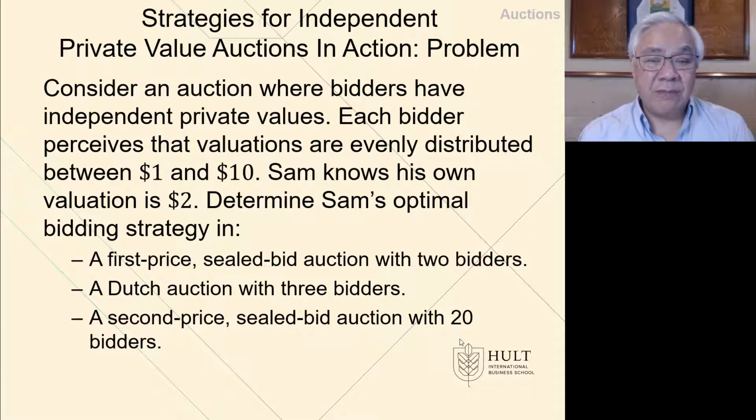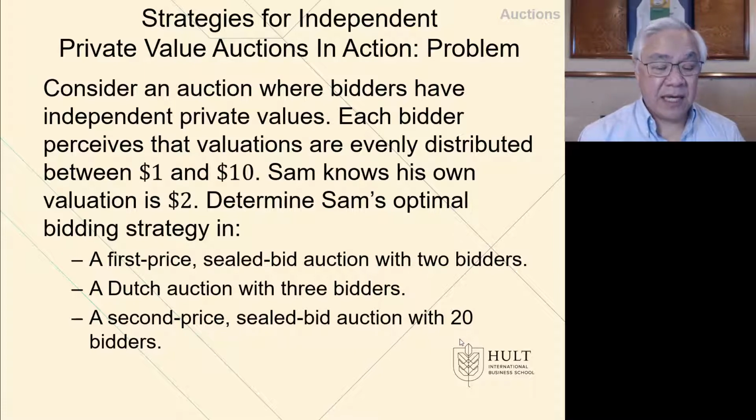Let's try this out with a problem. Consider an auction where bidders have independent private values. Each has valuations that are between 1 and 10. Sam knows his own value, and it's 2. Determine Sam's optimal bidding strategy in these conditions. First, a first price sealed bid with 2 bidders. Second, a Dutch auction with 3 bidders. And third, a second price sealed bid auction with 20 bidders.